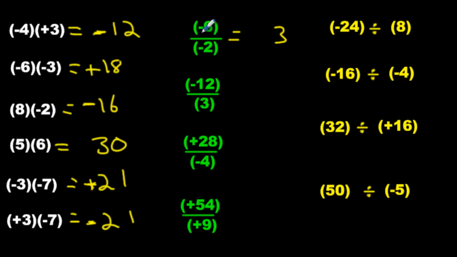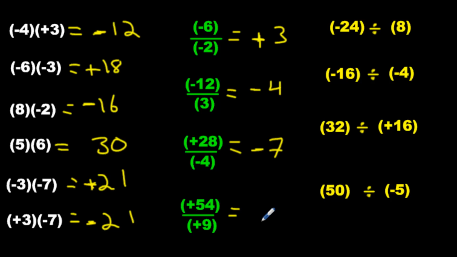And then we'll look at the signs and say, oh, they're the same. Bad guy with bad guy makes a positive answer. Positive 3. Here we have 12 divided by 3. What's 12 divided by 3? Right, 4. Negative with a positive. Excellent. 28 divided by 4 is 7. Positive divided by negative is a negative.